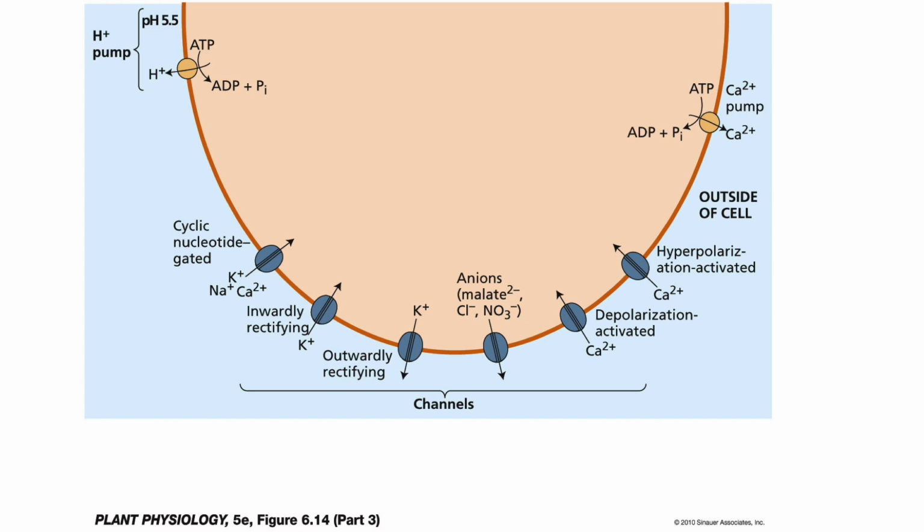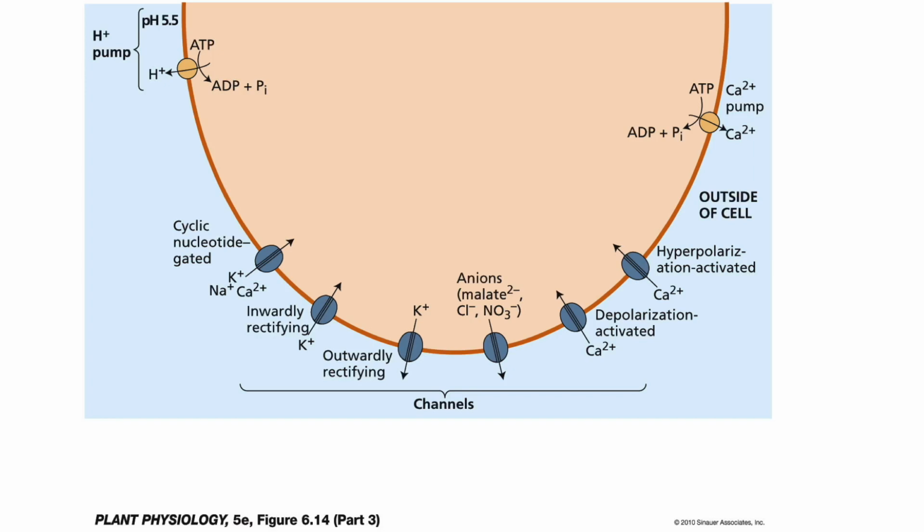Now let's look at the channels. There are multiple channels in the plasma membrane. We have a cyclic nucleotide gated channel. Gating is a reference to controlling the opening and closing of that channel, and it requires a cyclic nucleotide to allow it to be opened or closed. There are inward rectifying potassium channels. I'm not going to get into rectification. And there are outward rectifying channels. There are anion channels, which transport malate, chloride, and nitrate out of the cell down their chemical potential gradient.